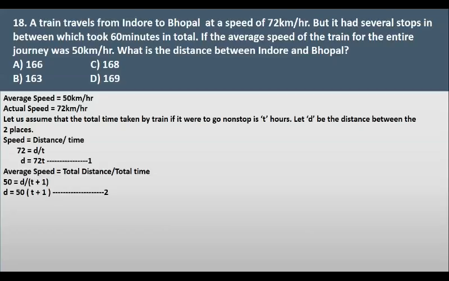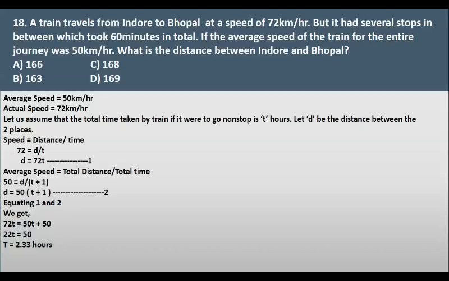Now let us equate the RHS of both the equations 1 and 2. We get 72t to be equal to 50t plus 50. The equation further reduces to 22t is equal to 50, and finally we get the value of t to be 2.33 hours.